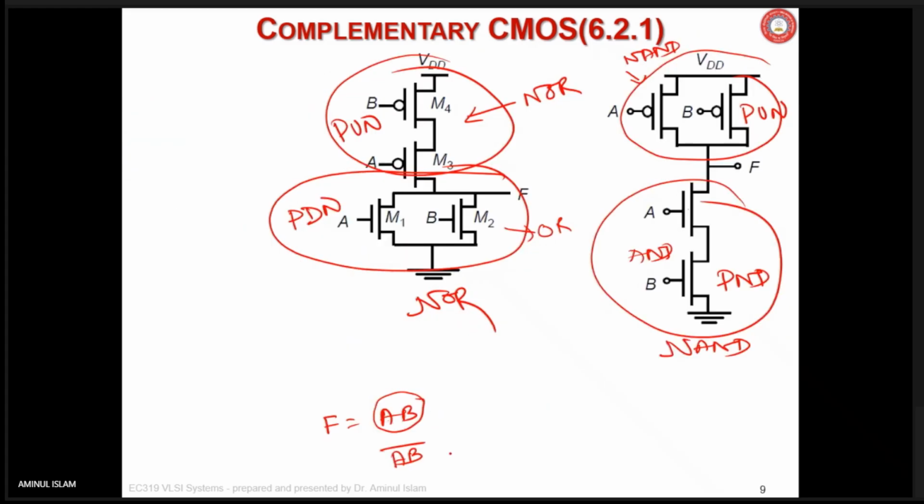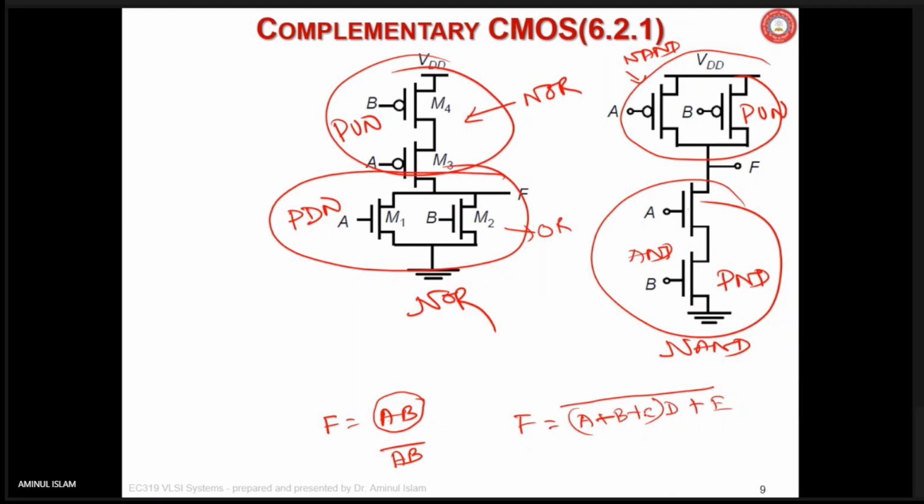So let me take a function. F equals to say (A plus B plus C) into (D plus E). How are you going to realize? I have to realize this function. Okay, so I'll think of this for the pull-down network. I'll think of this one without bar.